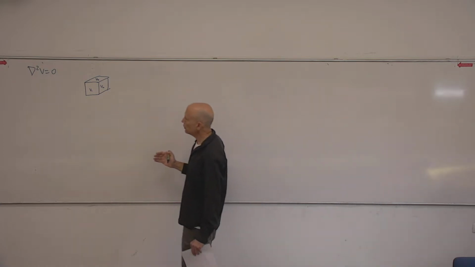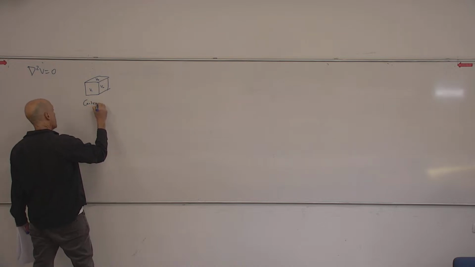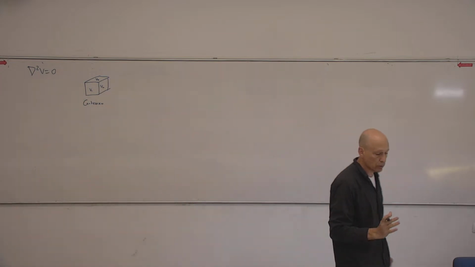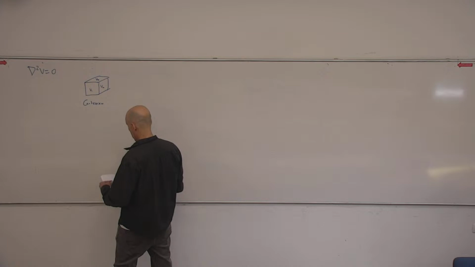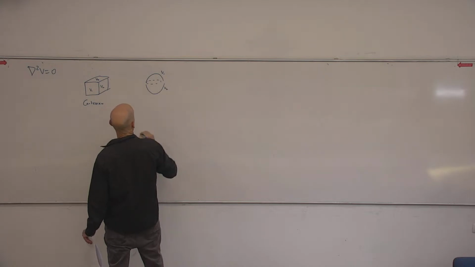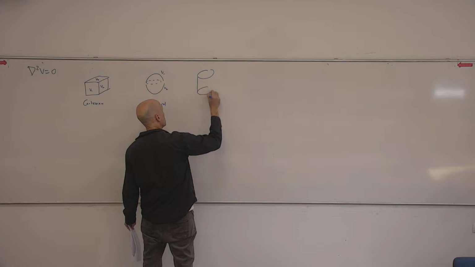What do I need to do in this problem? Well, I need to use superposition and separation of variables, but the first thing I need to say is that in this problem I need to use Cartesian coordinates because of this symmetry. And then if I have, for example, a sphere where on top you have V1 and on the bottom V2, these are spherical coordinates. If I have a problem like this, these will be cylindrical coordinates.